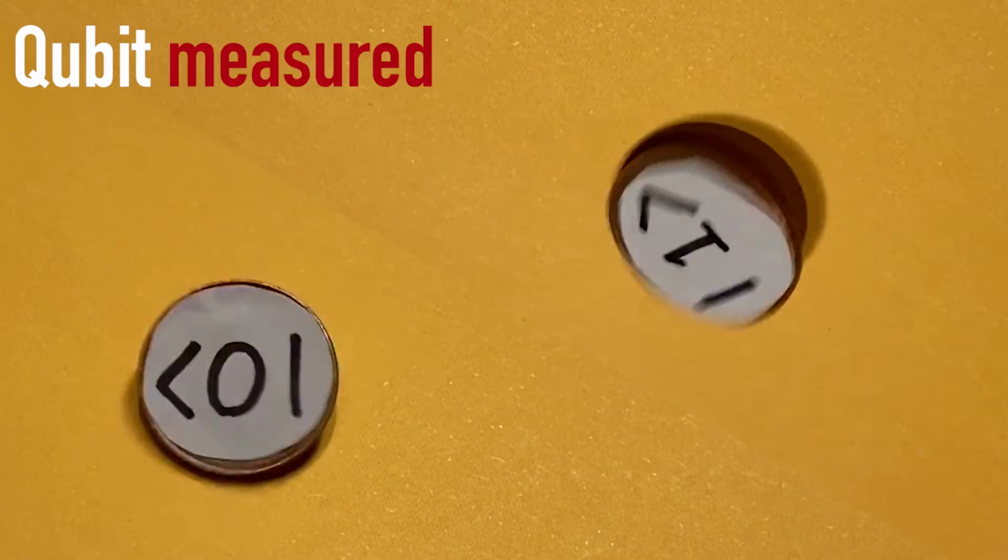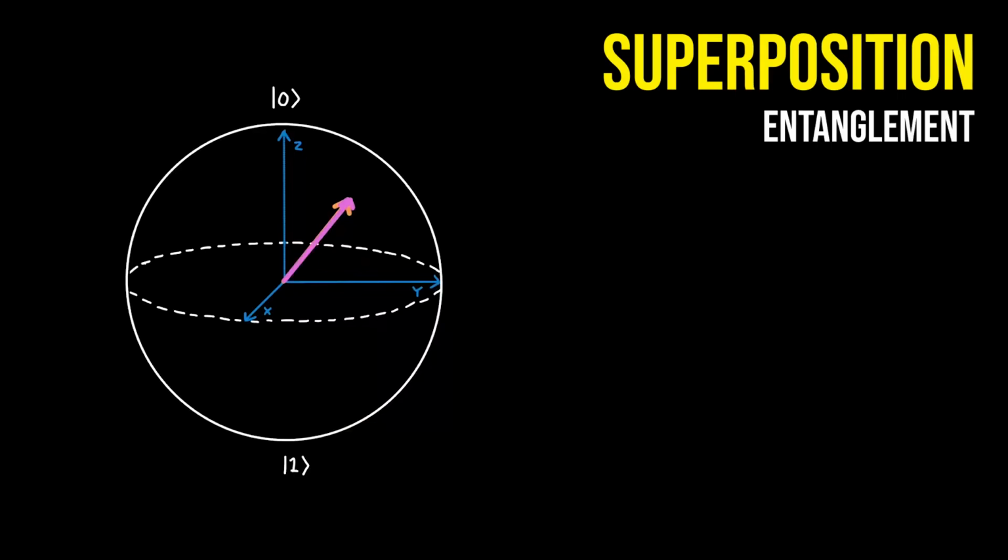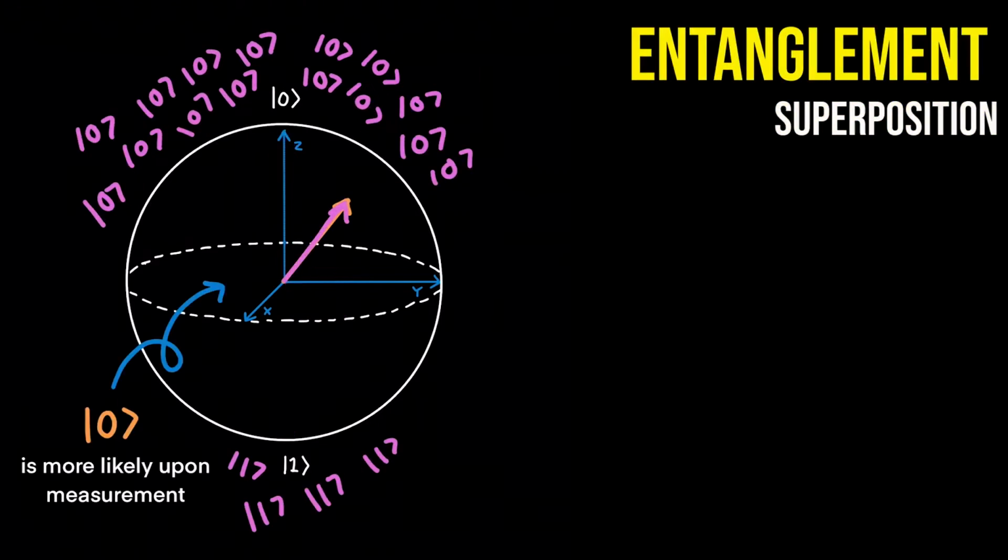And upon measuring the qubit, the probability of which basis state it collapses to is determined by the way the states are combined in the superposition. A superposition closer to resembling a 0 has a higher probability of collapsing to a 0.